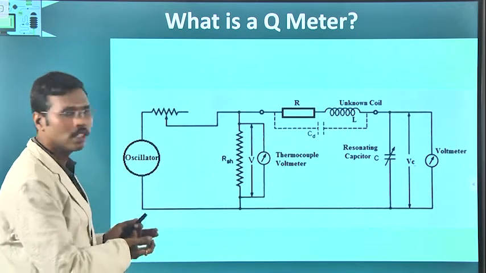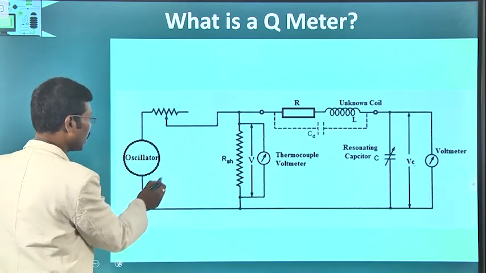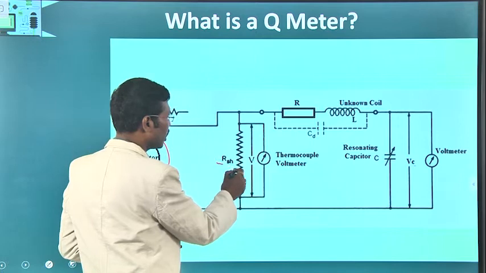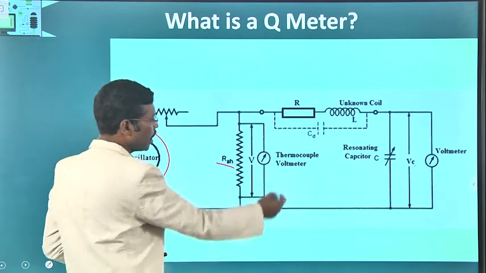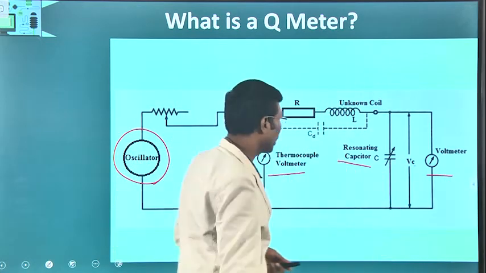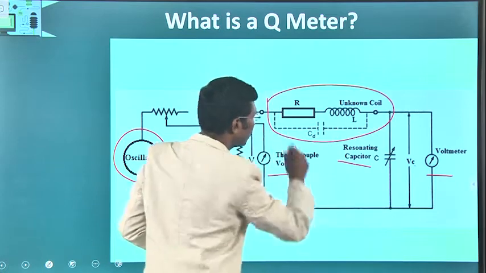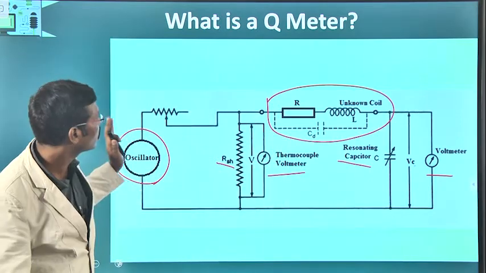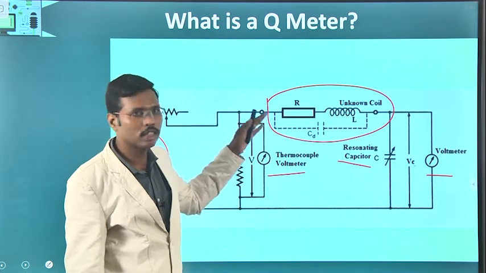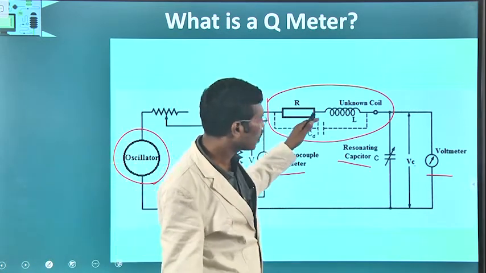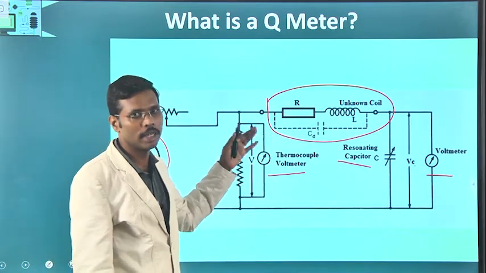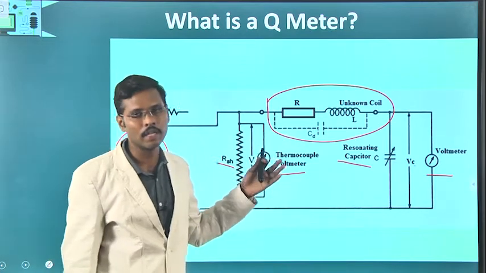Now we will see the construction details of the Q meter. Here is the circuit of the Q meter. It has an oscillating circuit which provides the frequency signals, one shunt resistor connected in parallel to this oscillator and the thermocouple voltmeter, and it also has a resonating capacitor and a digital voltmeter connected across a series resonant circuit. The functioning of this Q meter is based upon the series resonance concept. Whenever we connect a series resonance circuit and maintain it under resonance, we can use it for the measurement of quality factor of any particular component.